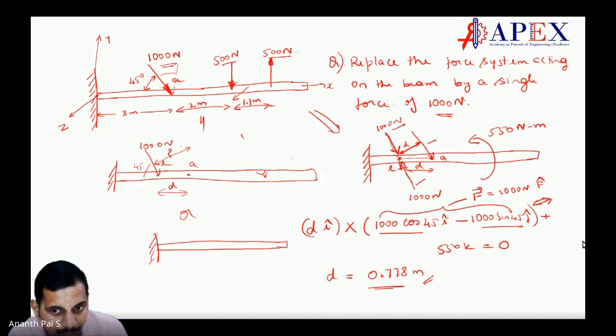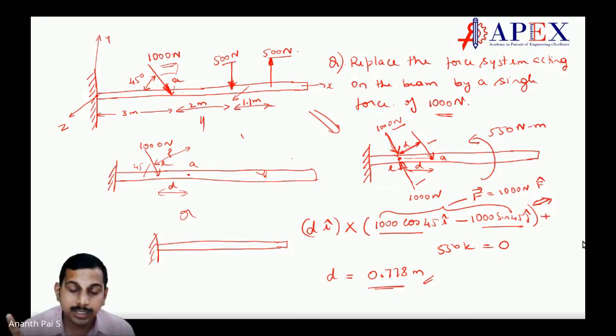Yes, tell me, any doubts? D i cross 1000 cos 45 i minus 1000 sin 45 j plus 550 k is equal to 0. Why are we equating to 0? Is it like the summation of force is equal to 0? It is because we should not have a moment acting. We should replace it by one force only.